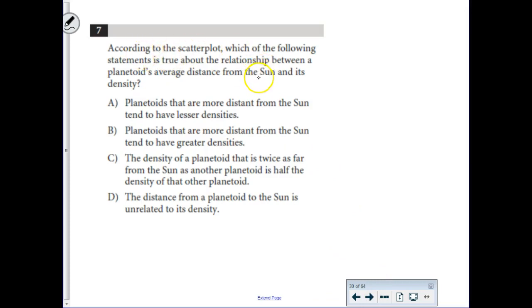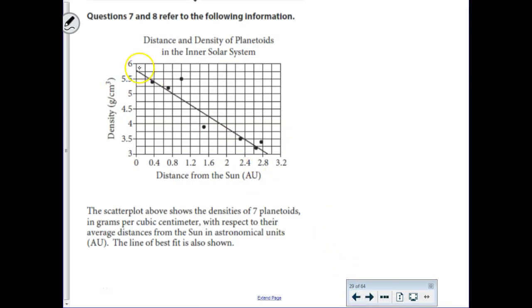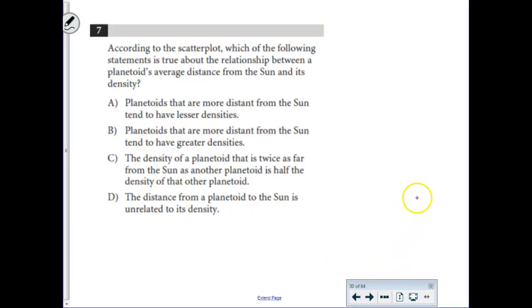According to the scatter plot, which of the following statements is true about the relationship between the planetoid's distance from the sun compared to the density? Now, guys, just look what's happening. As you increase your distance from the sun, what's happening to the density numbers? It's coming down. So is there a statement that says that in much smarter people terms than what I just said? Planetoids that have more distance from the sun have lesser densities. Check. Now, as a paranoid test taker myself, I might continue to read through the options. But for us, we're good. Moving on.